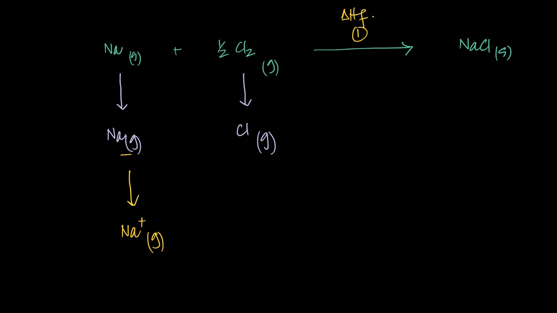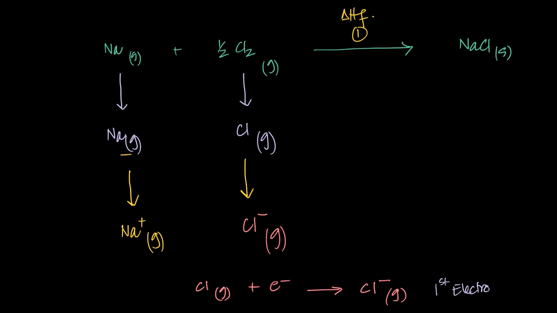Then we are going to see another reaction where chlorine is going to gain electrons to become a chloride ion. Now, the reason why we did this is because we want opposite ions to make this compound. And this is a reaction you haven't seen. This reaction is chlorine gaseous atom gaining one mole of electrons to become chloride gaseous ions. I will get back to this in a few minutes. This reaction is called first electron affinity. Then we'll discuss where it comes from, what its trend is, all of that stuff.